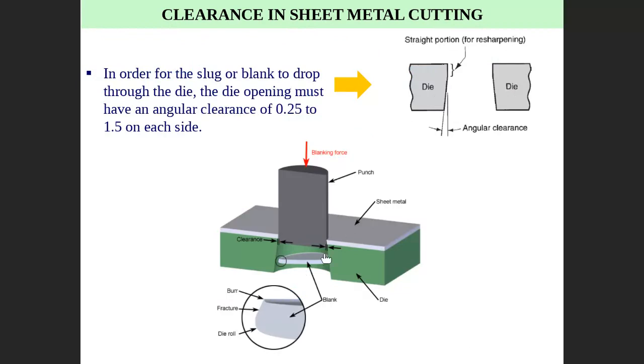One more thing here: the die has what we call angular clearance. It is a taper, a die clearance, so the slug will exit smoothly. This is a straight part, and later there is an angle, the angular clearance, so the part exits easily and smoothly. It is between 0.25 and 1.5 degree on each side.